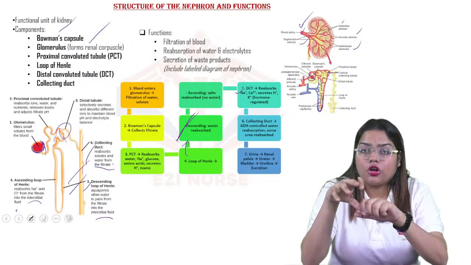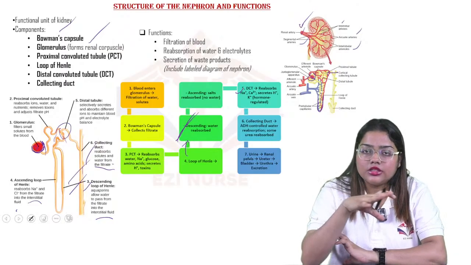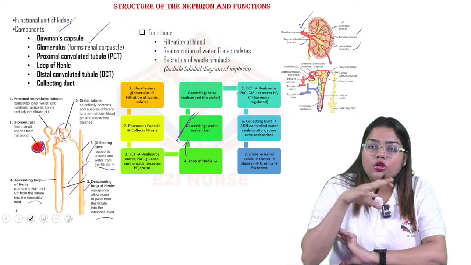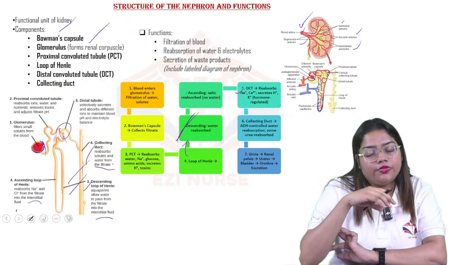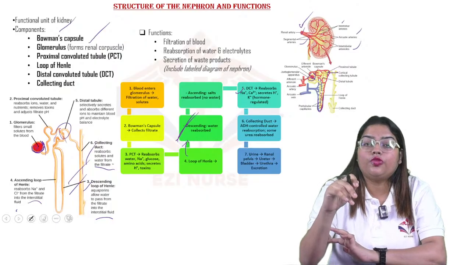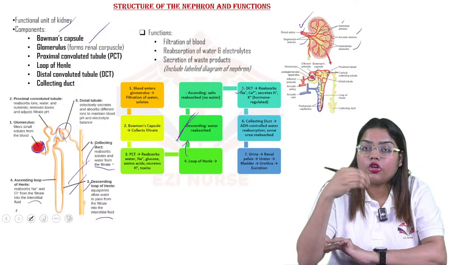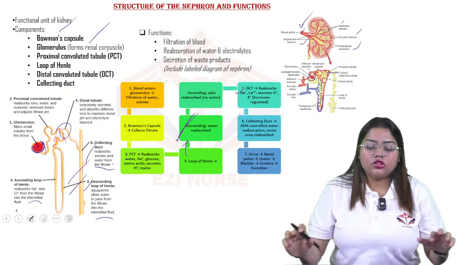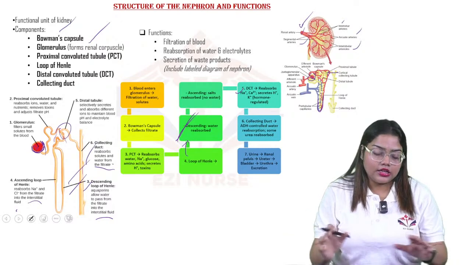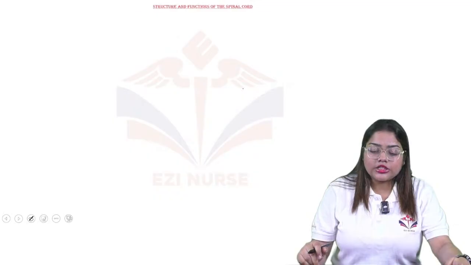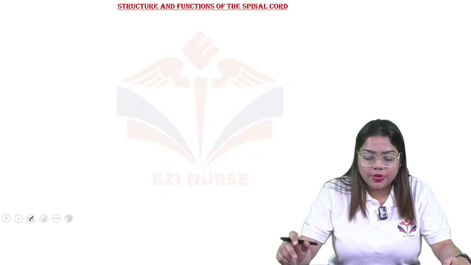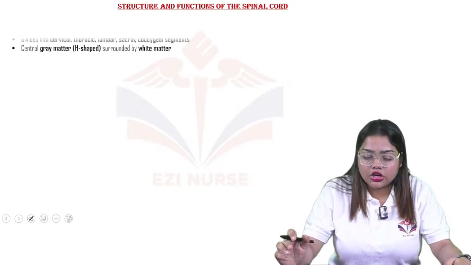Okay, this is a very short pattern I told, because for you guys this is the basic. So if you write this also, you will get very good marks, but do not forget to mention or to draw the diagram. Okay, so this is the structure of the nephron and the functions. Let's move on to our next topic, which is structure and function of the spinal cord.